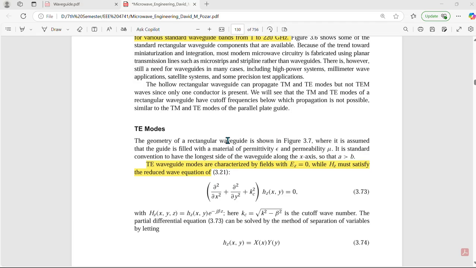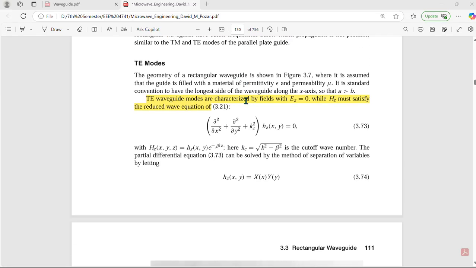The structure and the mode. In case of the structure and the mode, let's start with the TE mode. As we do not have the TEM mode in this case, we will analyze the cases for the transverse electric mode and the transverse magnetic mode. The TE waveguide modes are characterized by the field Ez equal to 0, and Hz must satisfy the reduced waveguide equation.